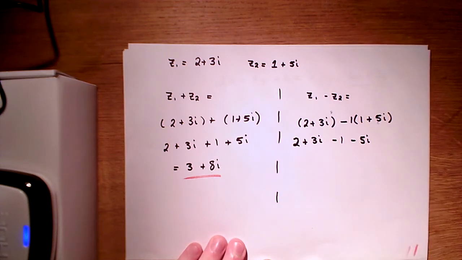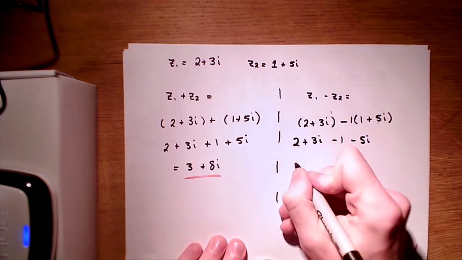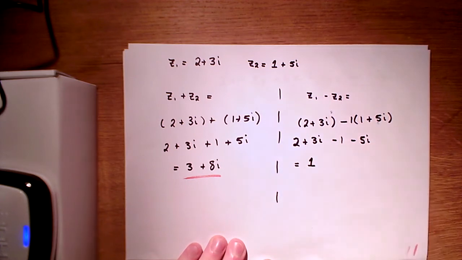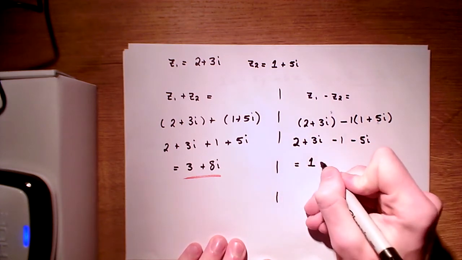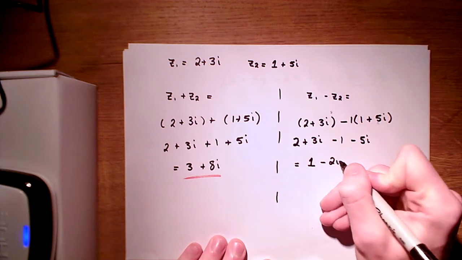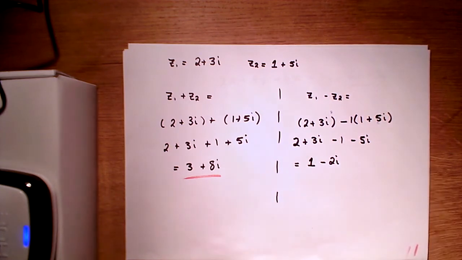And now I can do this question the exact same as I've done this one here, like with like. So 2 minus 1, well, that just gives me 1. And then 3i, take away 5i, well, that gives me minus 2i. Okay, and that is my solution to this question here.